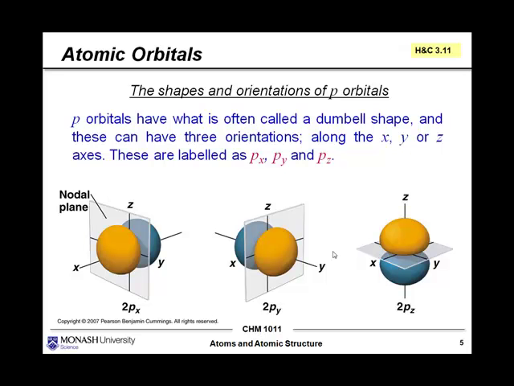P orbitals have what is often called a dumbbell shape, and these can have three orientations along the x, y, or z axes. And as you can see, these dumbbells are aligned along the three axes, and that's where they get their names from. So the px, in this case in the figure, the 2px atomic orbital is aligned along the x-axis. That is, it's like a shish kebab with the x-axis going through the two lobes of the dumbbell. The py atomic orbital has the y-axis going symmetrically through the dumbbell, and the pz orbital has the z-axis going through the dumbbell lobes.